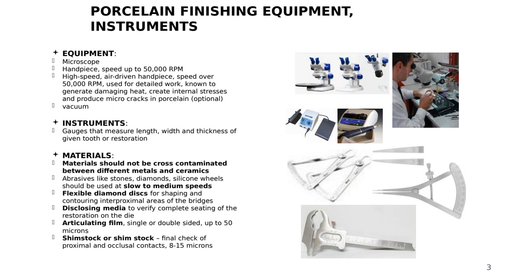So we talk about cross-contaminations. We talk about that also the speed influences the properties of the materials, right? Flexible diamond discs for shaping, contouring, interproximal areas of the bridges. So we have, like I said, a lot of tools, a lot of burrs that can help us with anatomical contour, reshaping, right?